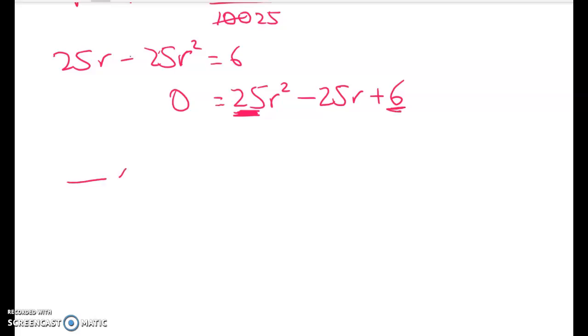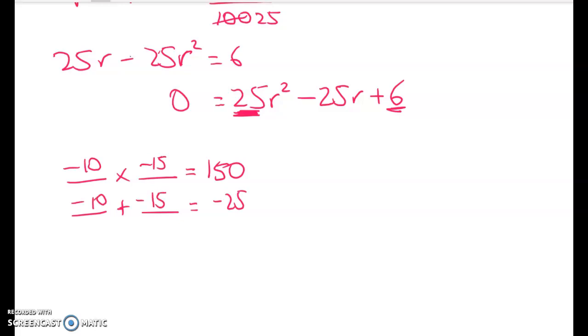We're looking for two numbers that when they multiply together give me A times C, so they give me 150, and the sum of them needs to be negative 25. So let's think about two numbers that multiply to give me 150 and add to give me 25. Well, I must have two negative numbers for that to happen. So we've got negative 10 times negative 15, and negative 10 plus negative 15 will give me negative 25.